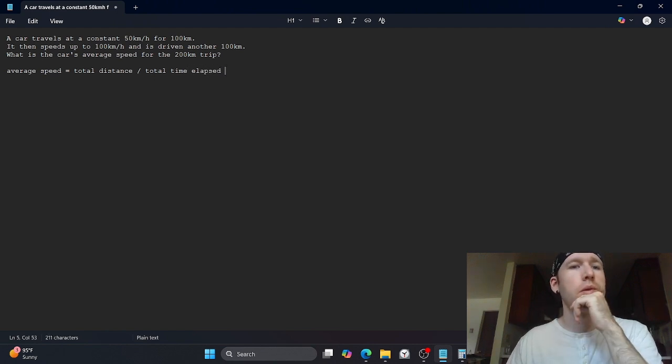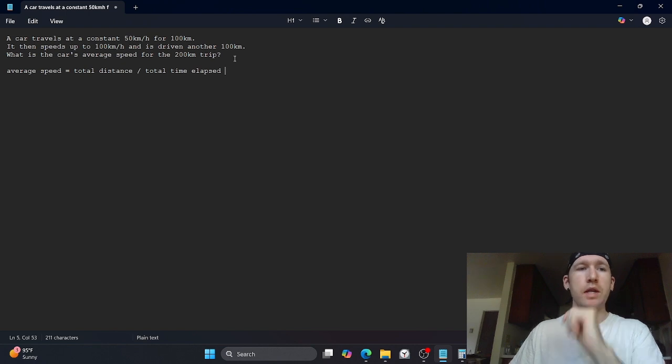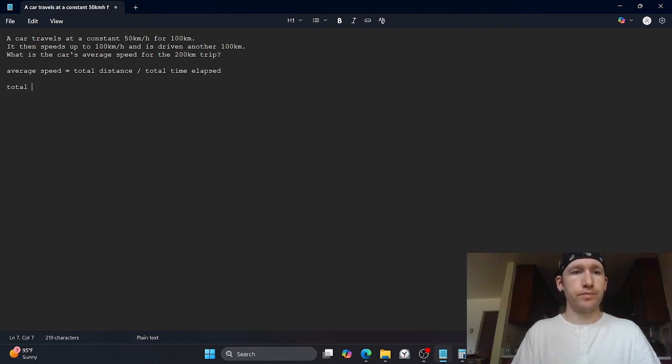So the total distance is already given to us. In the last sentence here, what is the car's average speed for the 200-kilometer trip? So it's stated here, and it's also stated in the first two sentences, 100 kilometers for the first interval, and then another 100 kilometers for the second interval. So already we know here that total distance is going to be equal to 200 kilometers. Okay, but now what is total time elapsed?